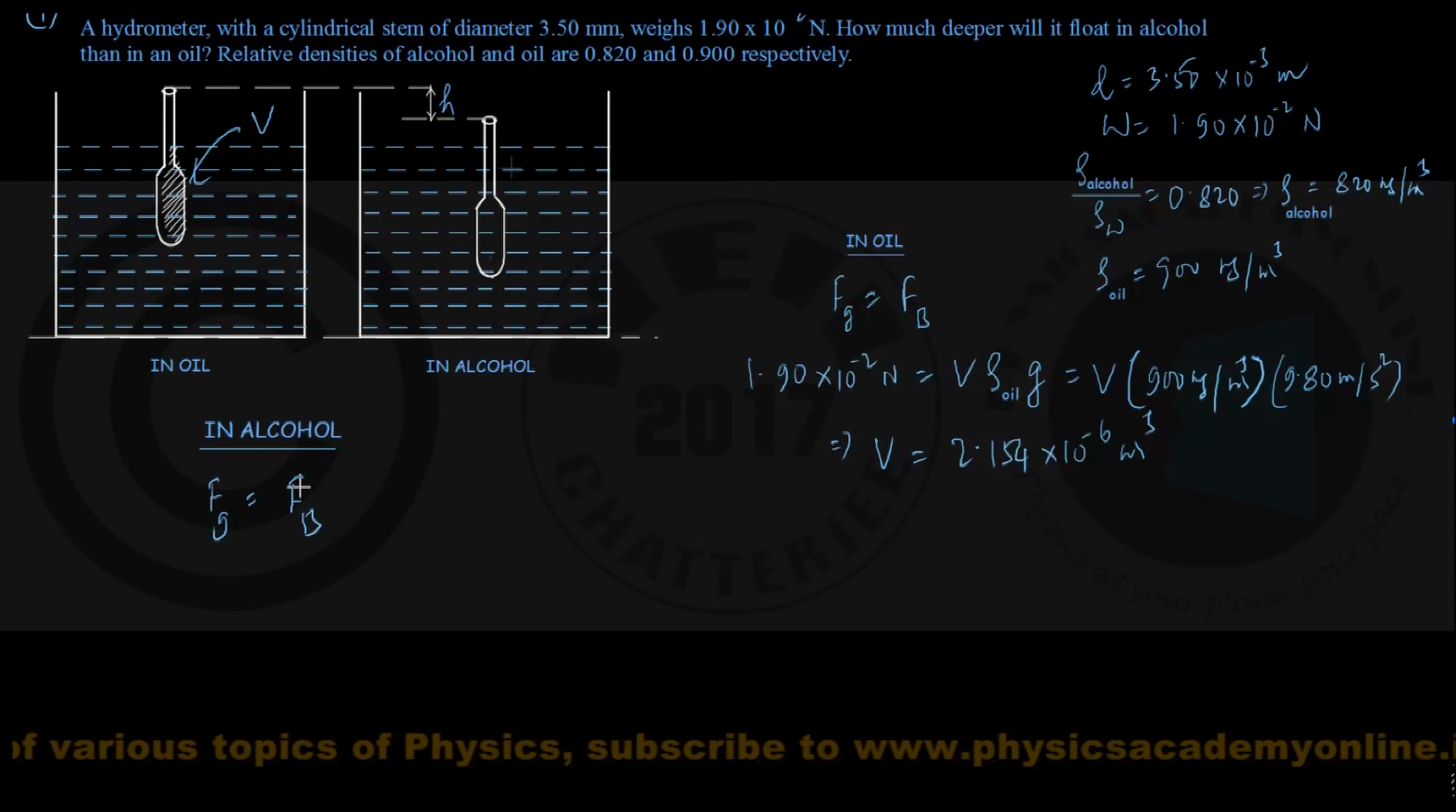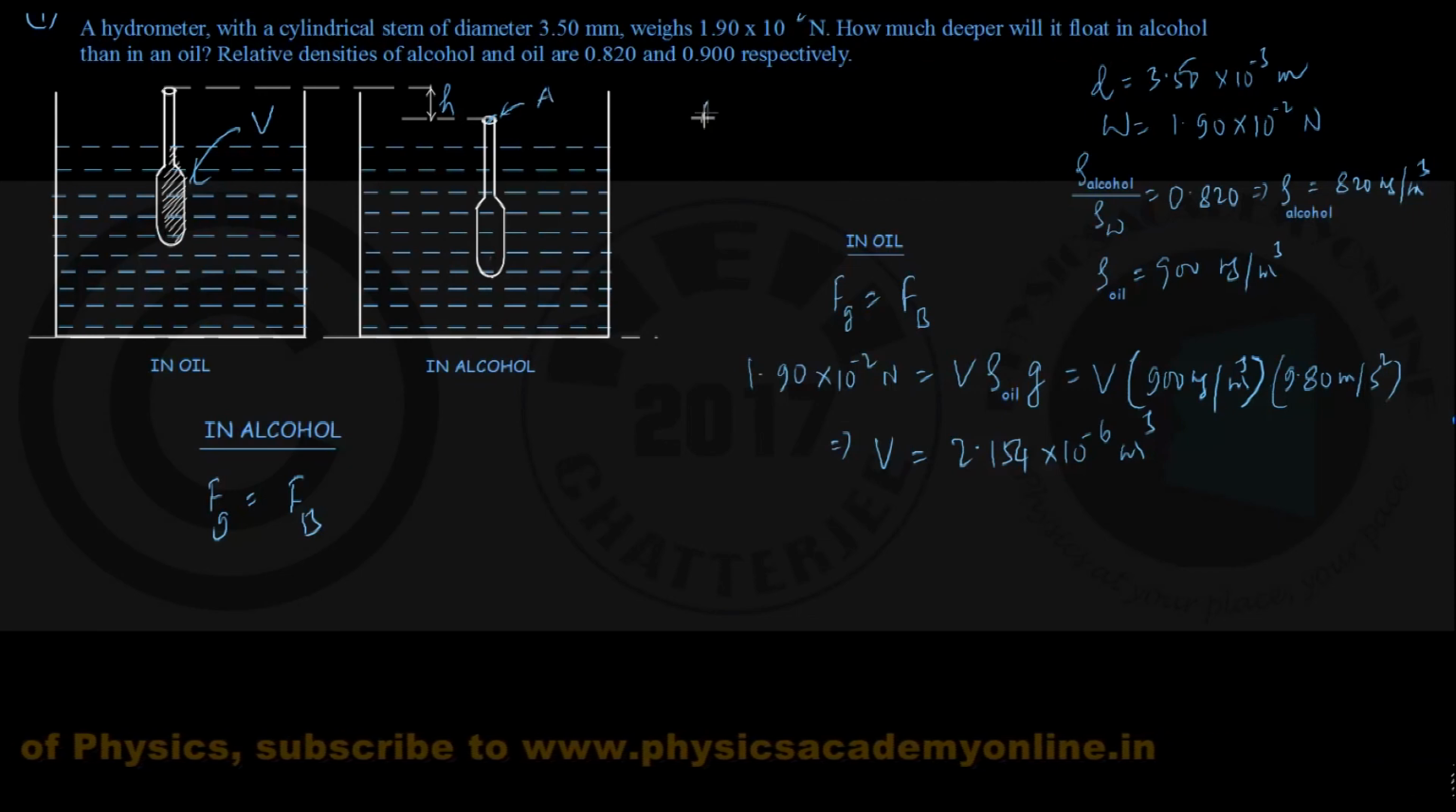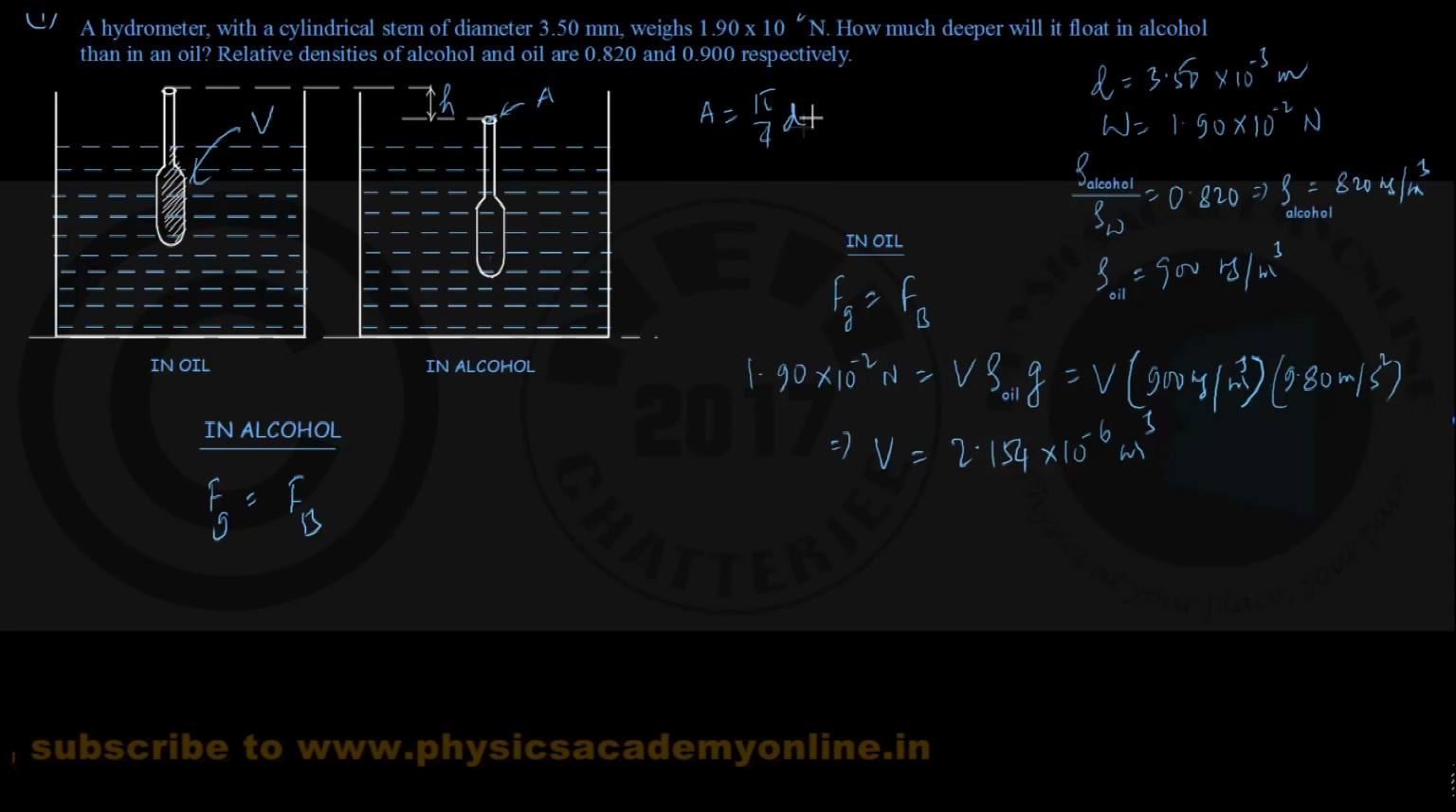If I could take this cross-section of this stem, that is A, this A is equal to pi upon 4 into d square, isn't it? d being the diameter of this cross-section. So that is the area of cross-section of the stem. And if a further depth of H goes down, now the extra volume of hydrometer, which is now immersed under the liquid, is A into H.